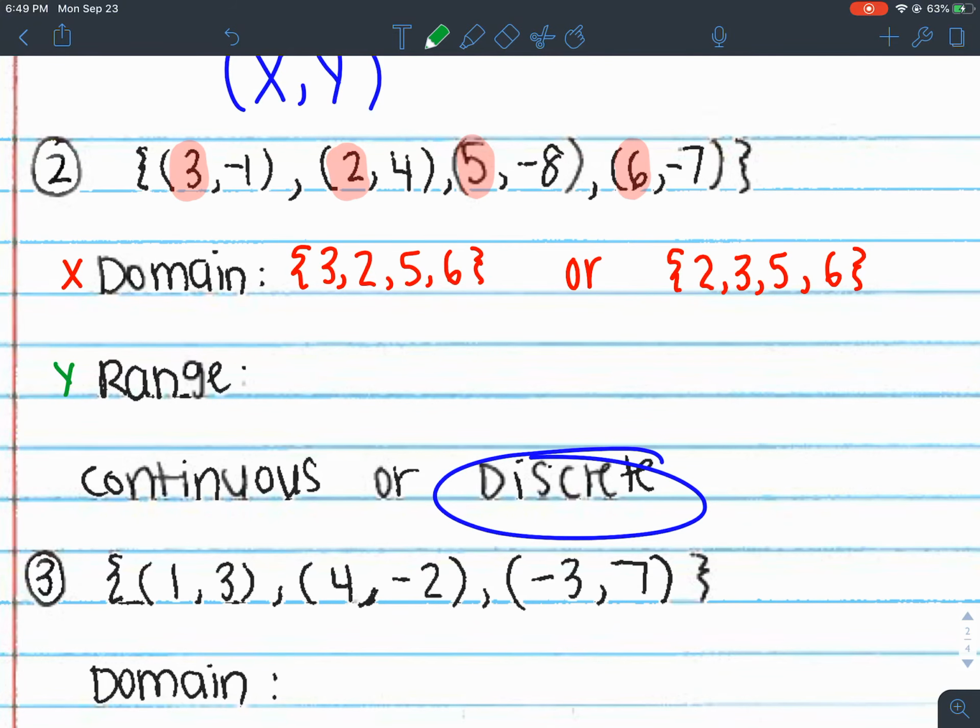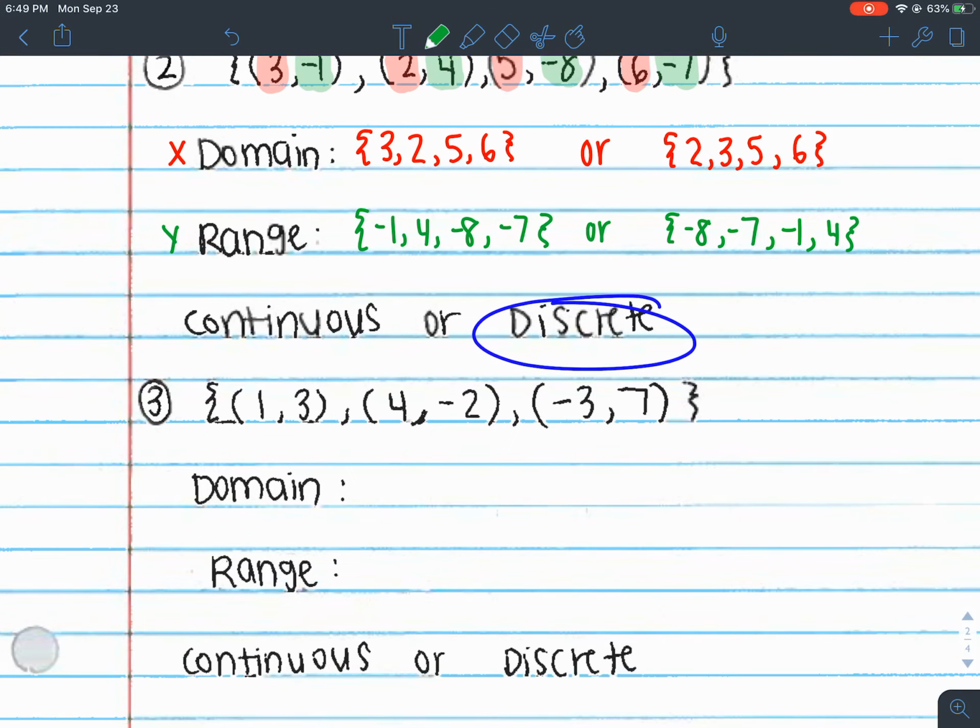Your range is your y values, so I'm going to highlight all of my y values. -1, 4, -8, -7. So I'm going to go ahead and list this, -1, 4, -8, -7. Or, let's do this from least to greatest. Our least value is -8, then -7, -1, and then 4.